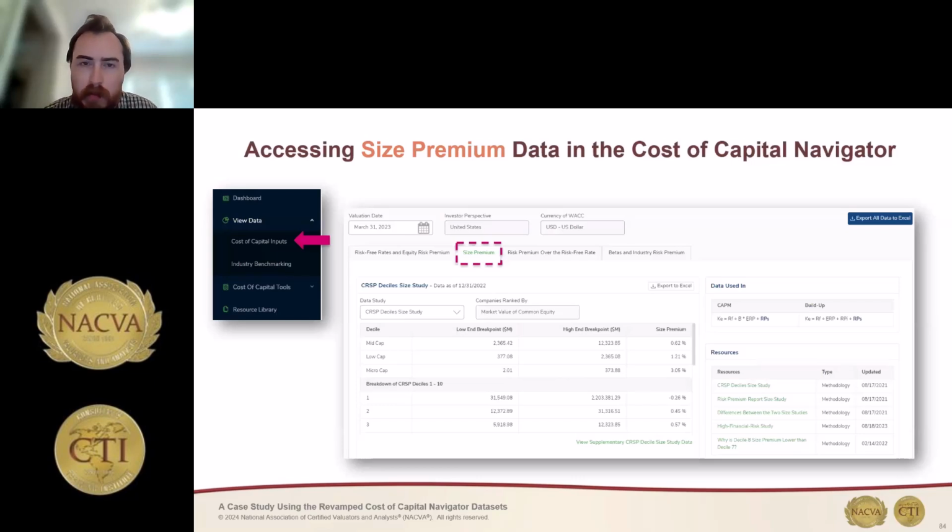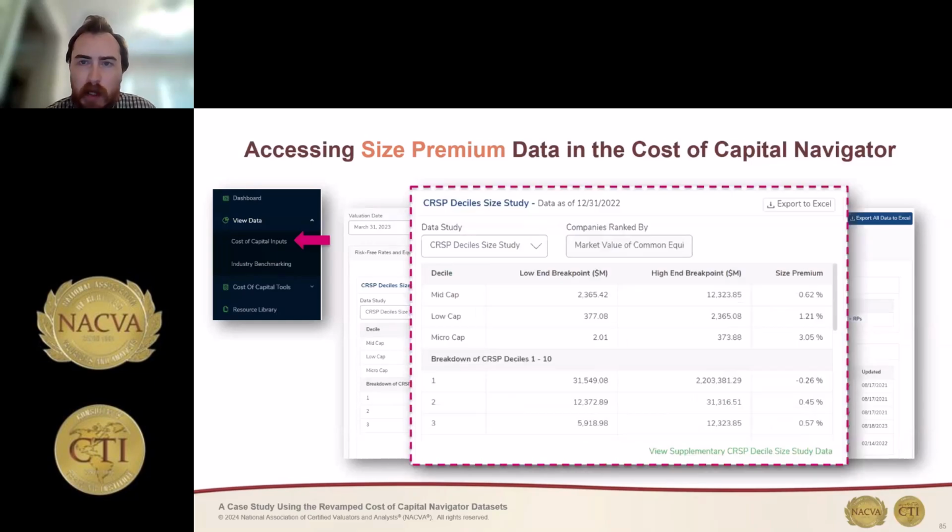Cost of capital inputs. So if we zoom in a little bit, just so we can see what the data looks like, there's going to be the low-end breakpoint, the high-end breakpoint, and then the size premium. So the key thing is we're trying to find within what breakpoint we fall into in terms of size. This is by market value of common equity. And then we apply the size premium based on where we fall.